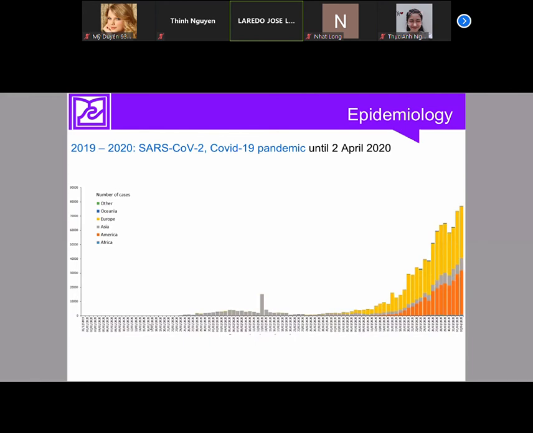So look, this is the evolution of the pandemic until 1 week ago. In the beginning, cases appeared only in China. However, in the last 30 days, the pandemic spread to Europe first and later to North America. So currently, most cases are found in North America.